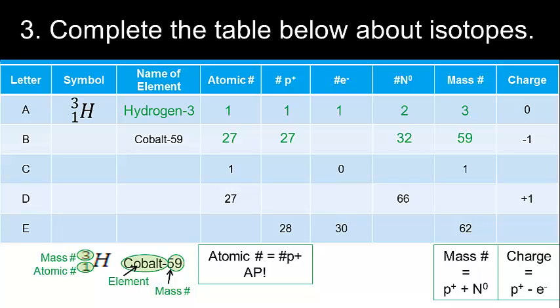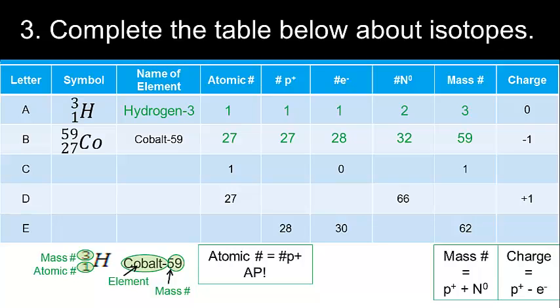The charge on this atom is minus 1, which means that I must have 1 more electron than proton. So if I do 27 minus 28, I get negative 1, which is the correct charge. Now to write the symbol. The symbol for cobalt is Co. The bottom number is the atomic number, 27, and the top number is the mass number, 59.